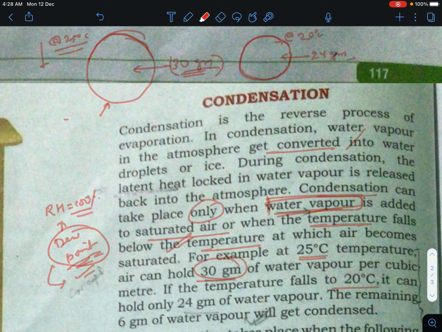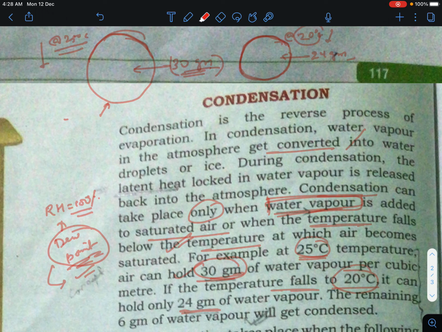Once again, at 25 degrees Celsius the air can hold 30 gram of water vapor per cubic centimeter. But if the temperature falls to 20 degrees Celsius, in this condition it can hold only 24 gram of water. Why? Because the air becomes denser, so it is not going to hold more water.